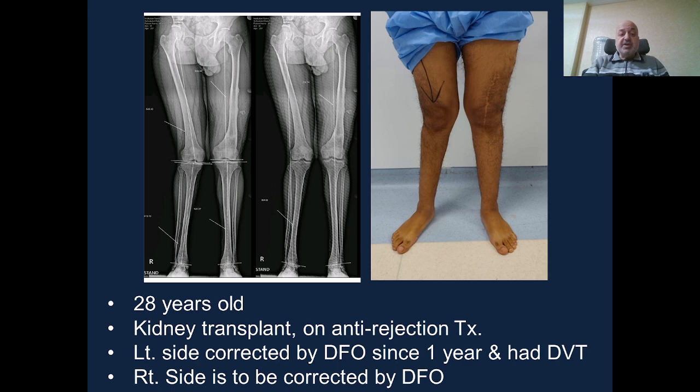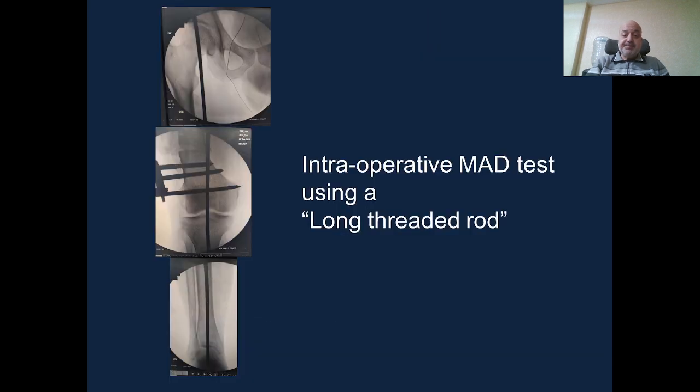This is a case of a 28-year-old male who had kidney transplantation and was on anti-rejection treatment. He had bilateral genu valgum deformity and right spastic hemiplegia. So we did left side correction by our technique. He's happy with the left side. However, he had DVT, and luckily he was treated and came after 1 year to correct the right side, which is a spastic side.